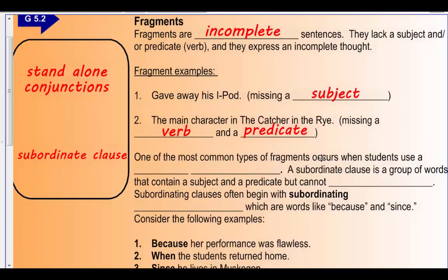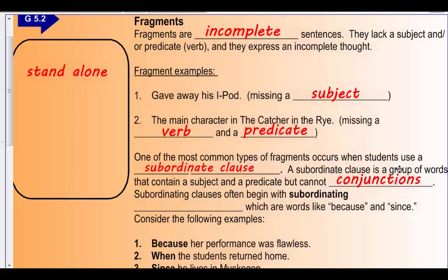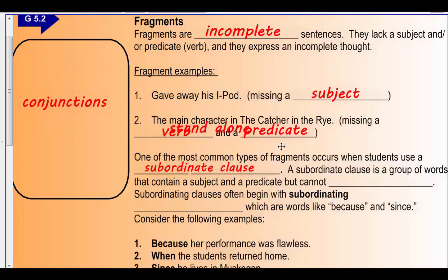One of the most common types of fragments occurs when students use what's called a subordinate clause. Subordinate, we've talked about submarines being below or under. So this isn't below a complete sentence. A subordinate clause is below a complete sentence. It's not a complete sentence. It's a group of words that contains a subject and a predicate, but it can't stand alone.